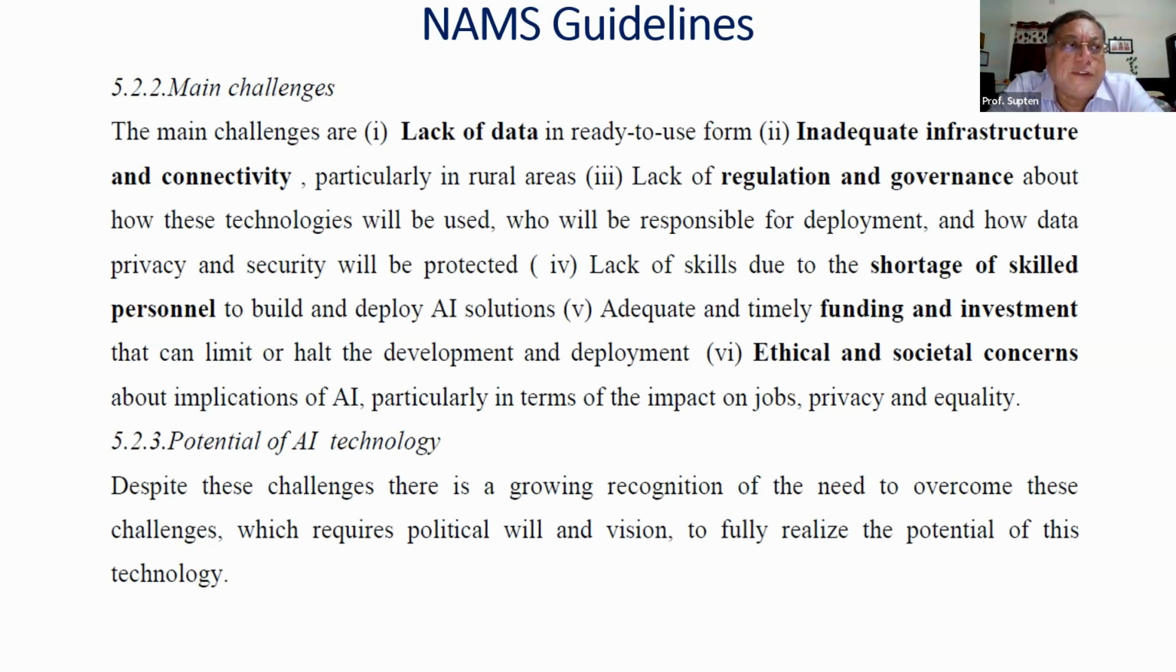Of course, now the 5G rollout has already begun, and probably in a few years we'll also have 6G connectivity around. In fact, India is also going up in a big way in hardware manufacturing for these 5G, 6G technologies. Then the important area is lack of regulation and governance about how these technologies will be used, who will be responsible for deployment, and how data privacy and security will be ensured. Of course, the Digital Personal Data Protection Act, the DPDP Act 2021-2023, has come into effect on the 11th of August this year, and we'll talk about it in the third lecture. So now we have something to talk about for regulation and governance.